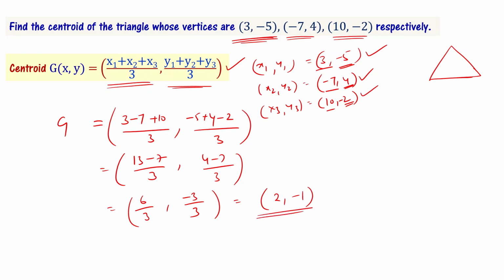2 comma minus 1 అనేది ఏంటి? Centroid of the given triangle. Centroid of the triangle ఏంటి? 2 comma minus 1. Understood?